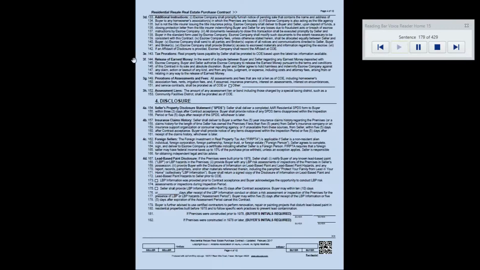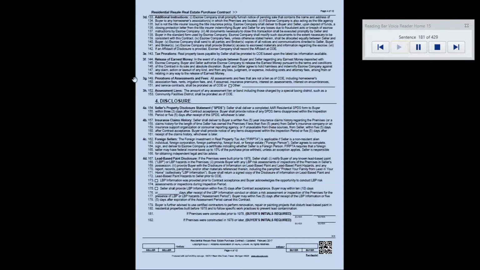3f. Release of earnest money. In the event of a dispute between buyer and seller regarding any earnest money deposited with escrow company, buyer and seller authorize escrow company to release earnest money pursuant to the terms and conditions of this contract in its sole and absolute discretion. Buyer and seller agree to hold harmless and indemnify escrow company against any claim, action or lawsuit of any kind, and from any loss, judgment, or expense, including costs and attorney fees, arising from or relating in any way to the release of earnest money.